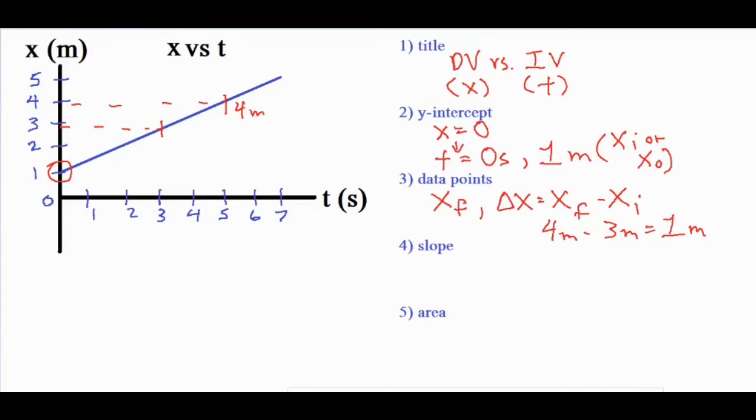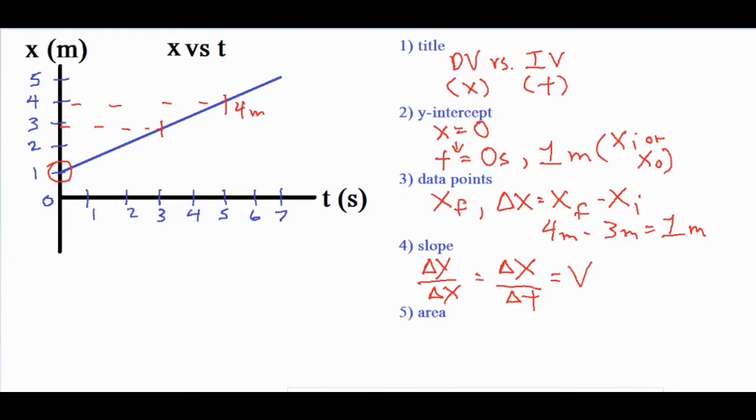Number 4, the slope, which is a very common one. The slope is always the change in the y variable over the change in the x variable. Our y variable for this one is x, which is position. So it is our change in position over our change in time, because our x variable is time. How much something moves in a particular amount of time is actually the velocity. So if we find the slope, the rate at which the position changed per a certain amount of time, we call that the velocity.